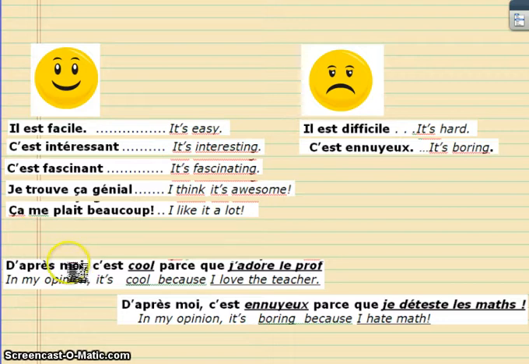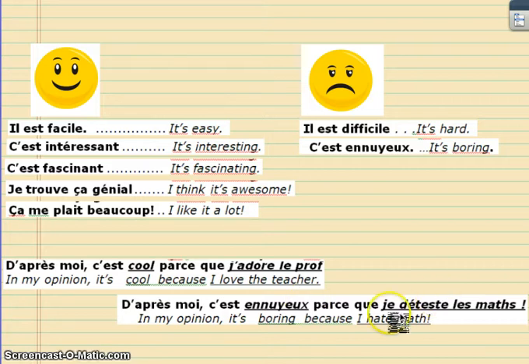So in this case, I said, d'après moi, c'est cool parce que j'adore le prof. In my opinion, it's a cool class because I really like the teacher. Or, d'après moi, c'est cool parce que c'est intéressant. In my opinion, it's cool because it's really interesting. Maybe you're particularly into math or science or art or whatever class you're commenting on.